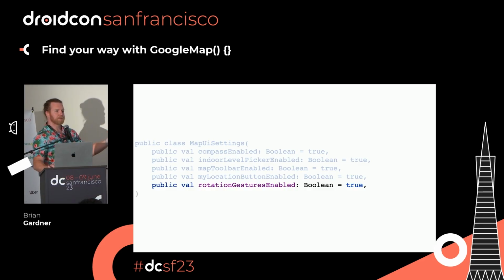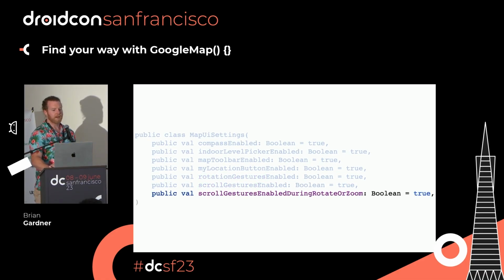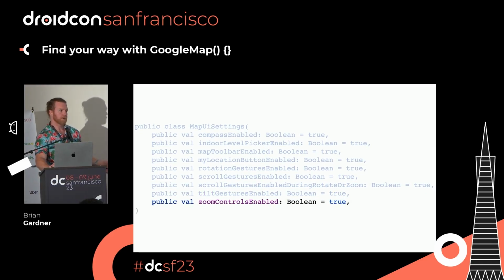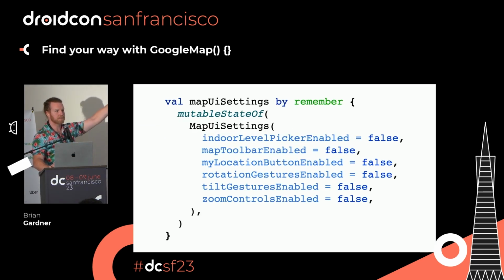And then there's a bunch of things about gestures, like what gestures are important for your particular use case. Like, do you want them to be able to rotate the map with 2 fingers? Do you want them to be able to scroll around the map? You can determine if scroll gestures are enabled during rotation or zoom. They're getting very specific here. Things like tilt gestures, zoom controls, which are the little plus minus icons that display in the bottom right of the screen, and the zoom gestures. Now, unlike the map properties, all the map UI settings are enabled by default. So in our case, we didn't want most of these, so we just turned all of them off.